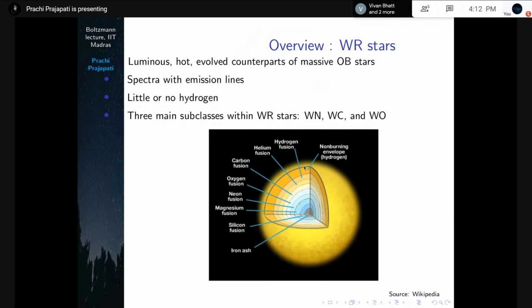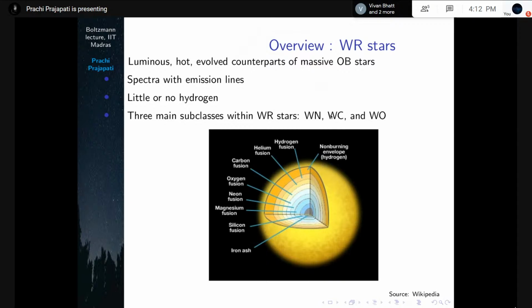So you have a hydrogen layer first. When shell burning happens, firstly this hydrogen gets fused to helium. Then eventually helium, carbon, oxygen, neon, all this fusion happens until it reaches the iron core, where the supernova explosion happens, and the star ends its life as a supernova.